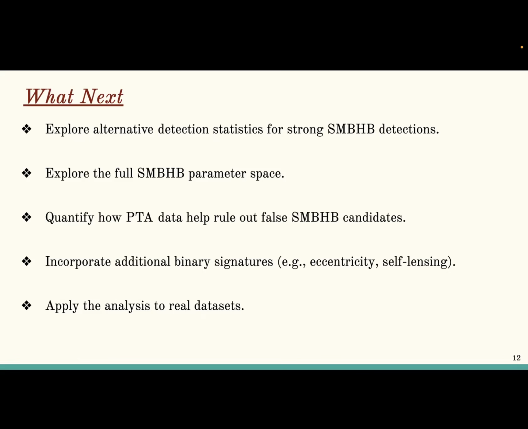Also quantify how PTA data can help rule out false supermassive binary candidates just from EM observations, and incorporate additional binary signatures. For example, this is only for circular binaries. What happens if we have eccentric binaries and other binary models like self-lensing? And of course, finally, apply this to real data sets. Okay, and that will be all. Thank you for your attention.